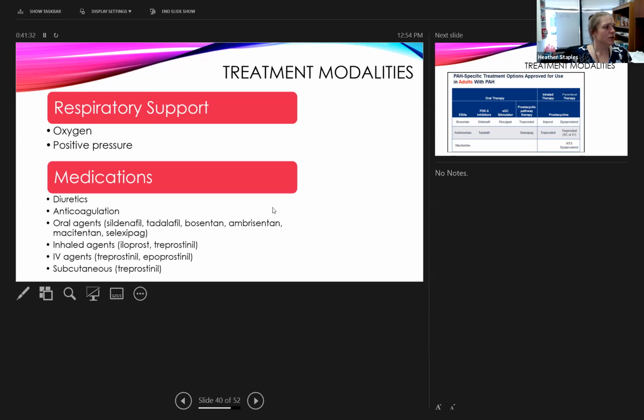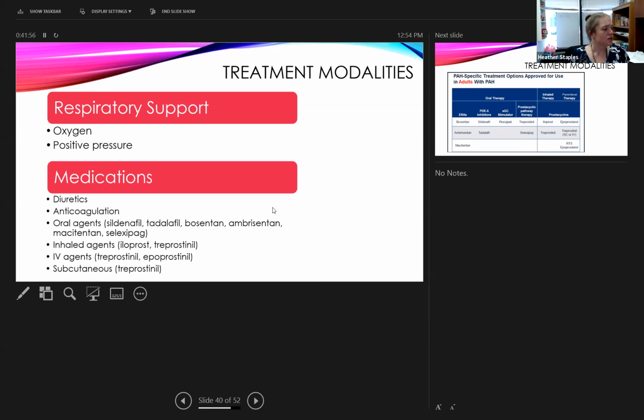So a lot of times we treat with oxygen and positive pressure. Positive pressure because you maintain better lung volumes and give some extra support to the heart. Additionally, you also don't want to overinflate, because if you are hyperinflated in the lungs, that actually starts to compress your pulmonary vessels and also contributes to higher pulmonary vascular resistance.